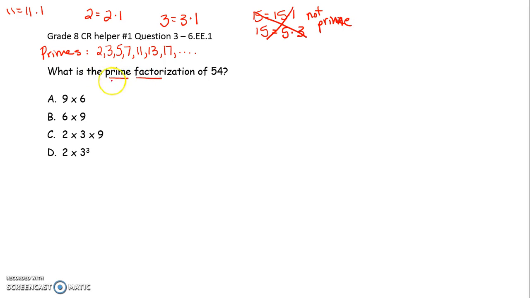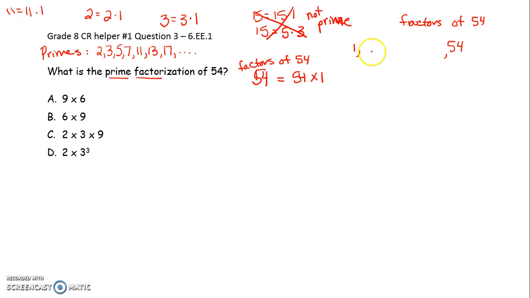And we're looking for prime factors, the factorization of 54. Let me just write out all the factors of 54. Well, 54 times 1 gets you to 54. So factors of 54 are 1 and 54. Teachers may have written it out like this. If I'm writing out my factors of 54, they're just two numbers multiplied together to get 54.